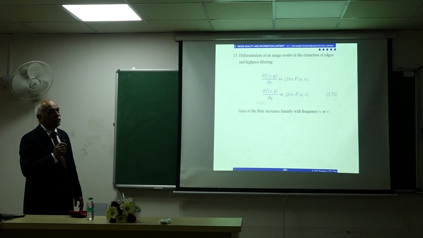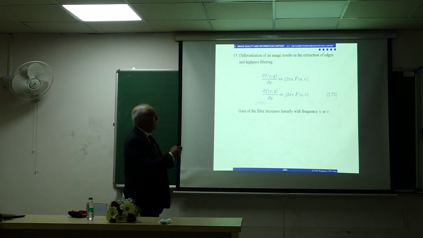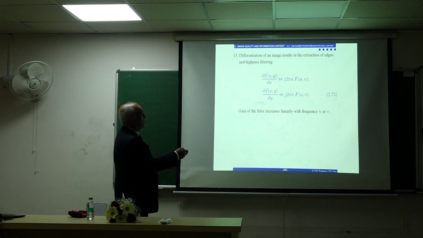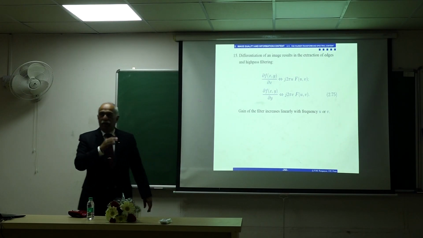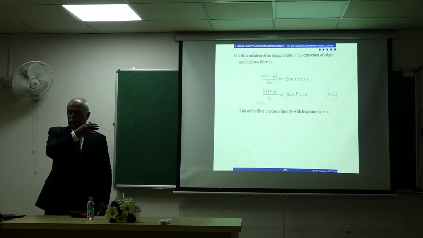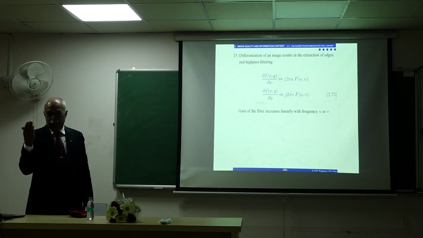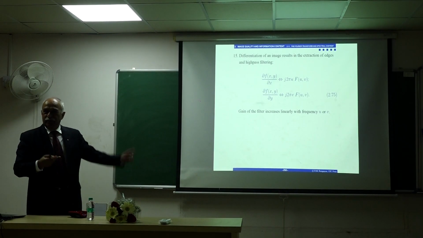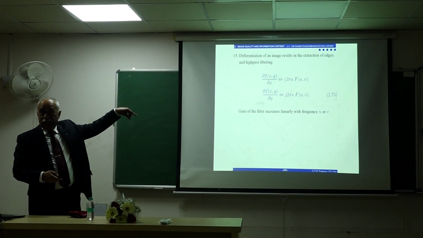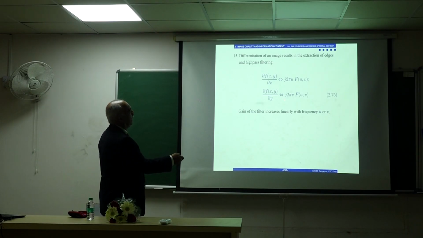Differentiation of an image leads to high-pass filtering. If you take the partial derivative of f(x,y) with respect to x, you get j2 pi u F(u,v). Some of these you can prove easily. Take the Fourier transform definition, apply the derivative. You will get this j2 pi u out from the exponential. We have done that in 1D. The same is happening in each dimension now. If you do it in the y direction, you get j2 pi v.